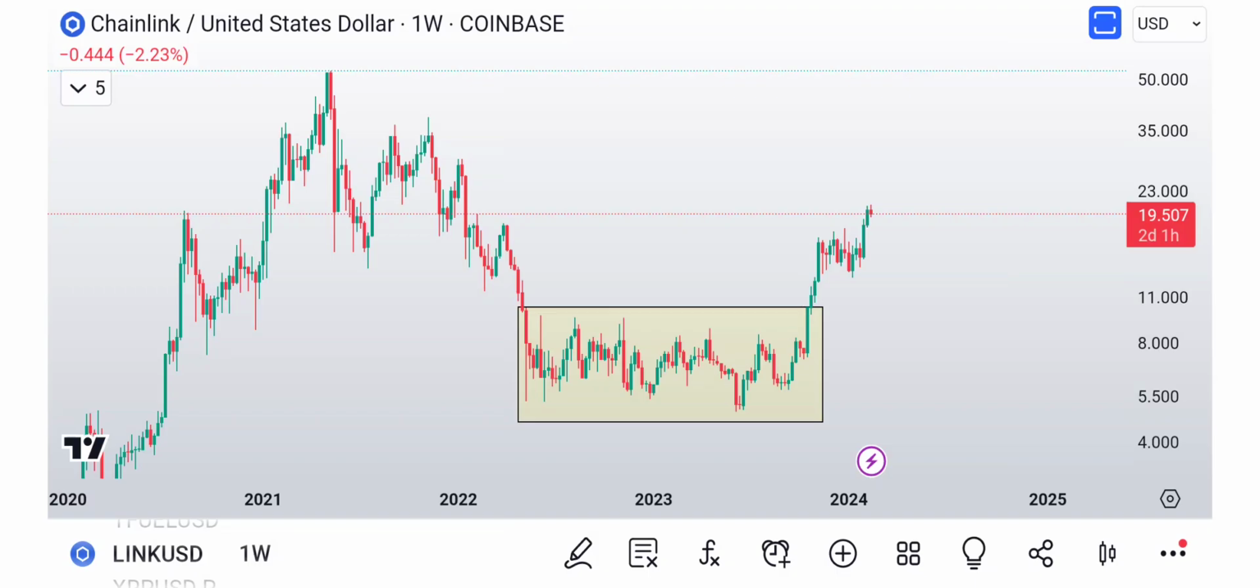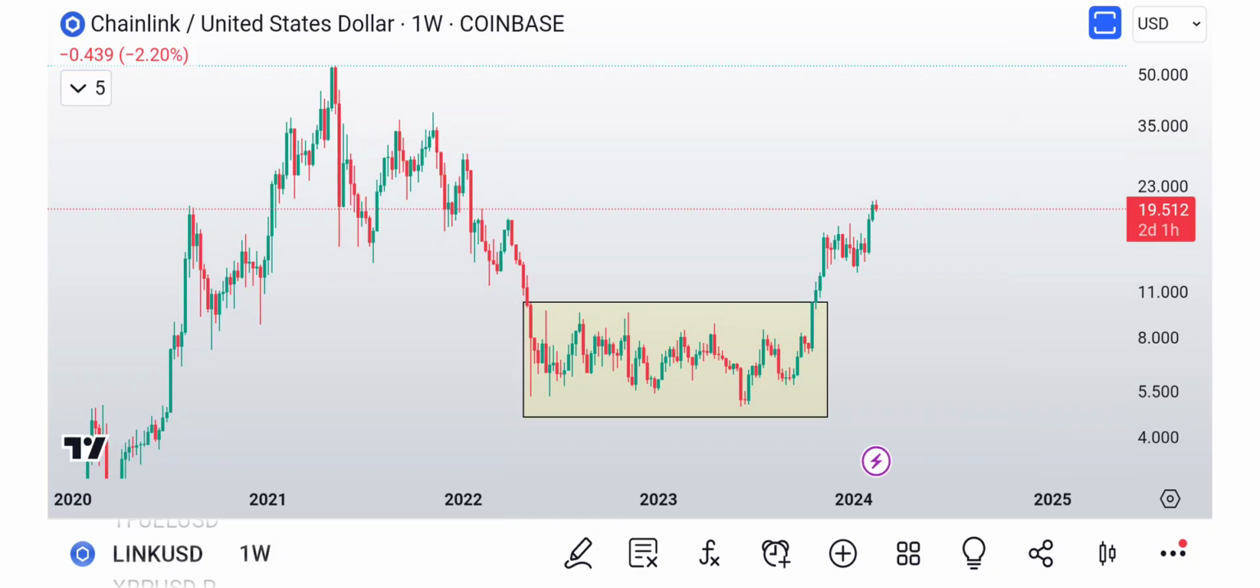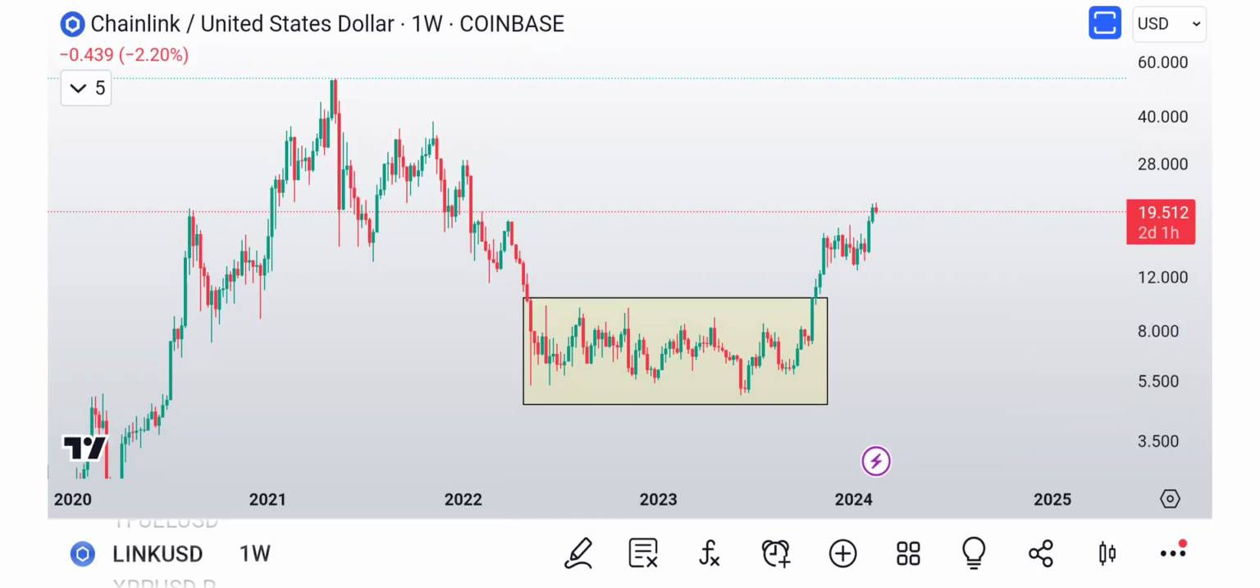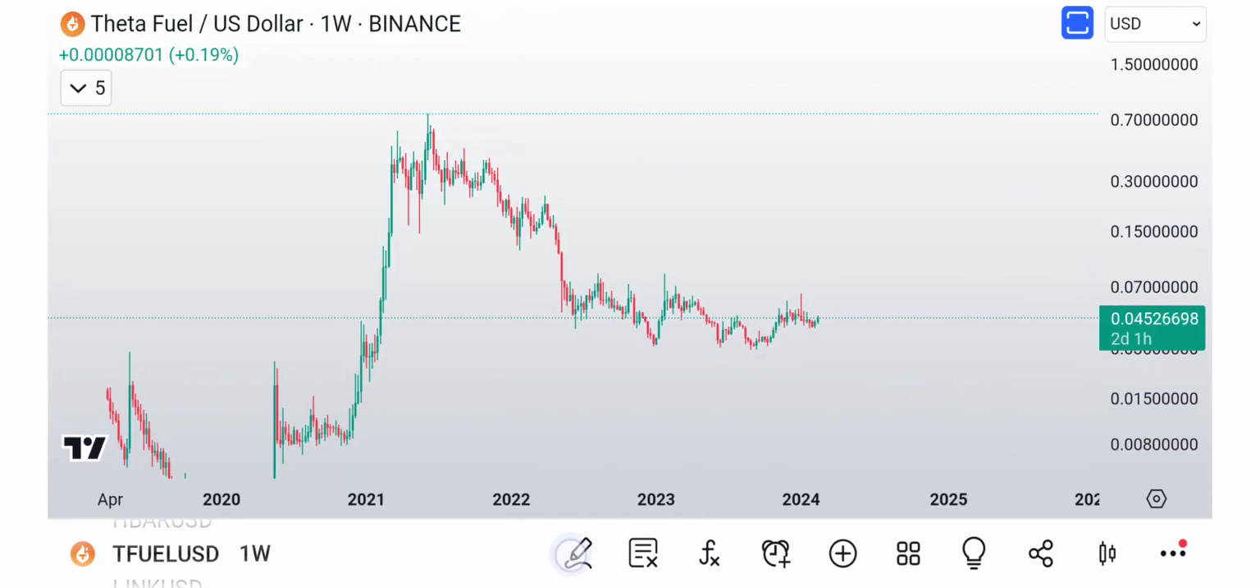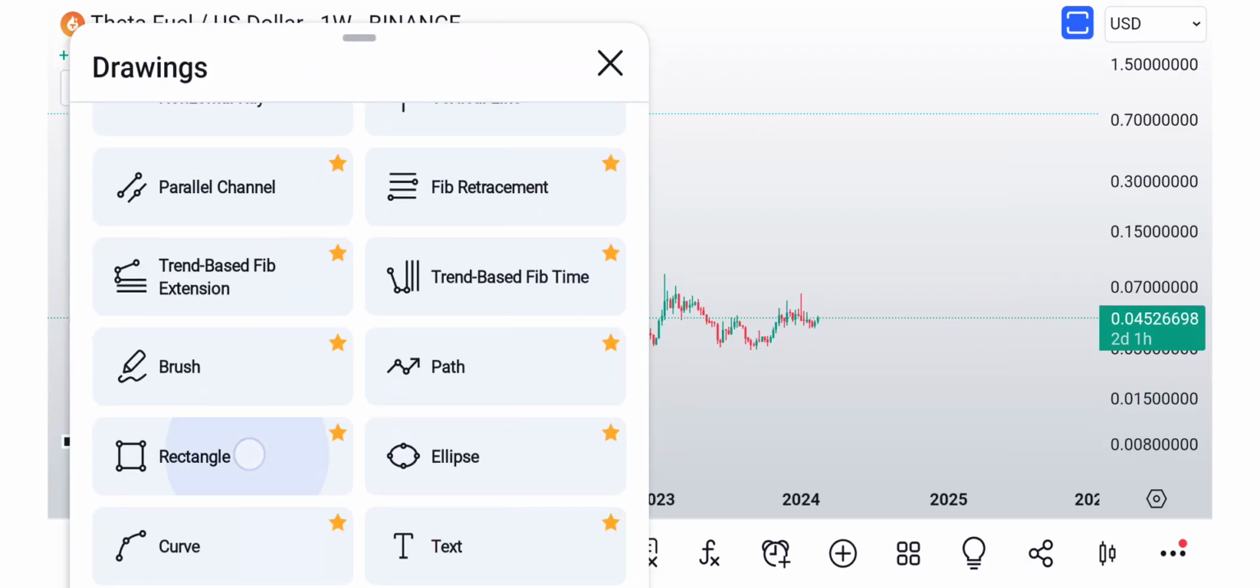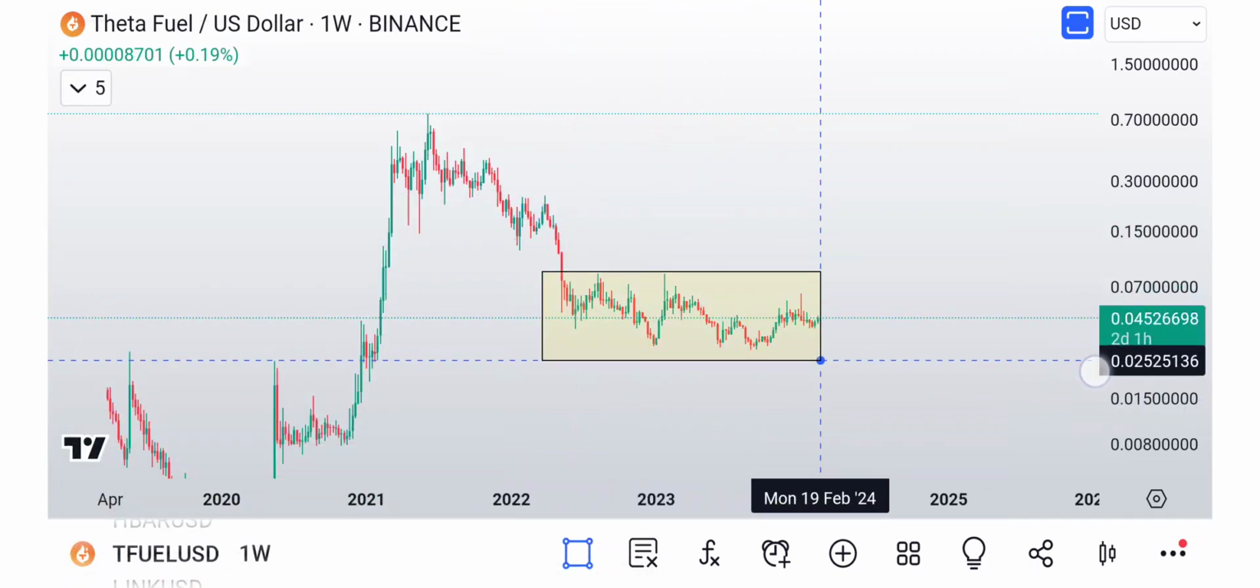Now, tell me this. If Chainlink can do it, why not Theta? Theta is just as good, if not better, than Chainlink, right? So, from whatever point of view you have, fundamental, right? But from a technical perspective, it's identical. I mean, look at Theta Fuel. Look at Theta Fuel, right? And then look at Chainlink.